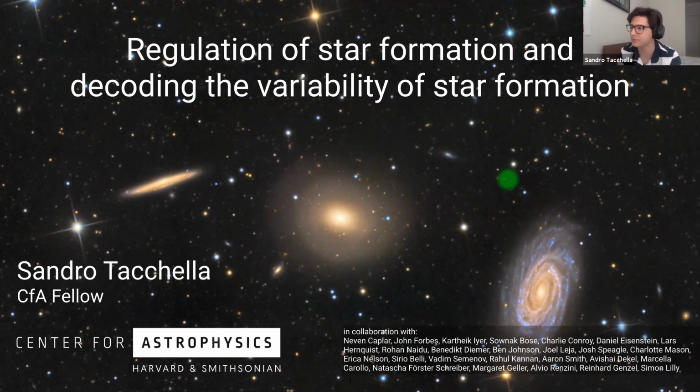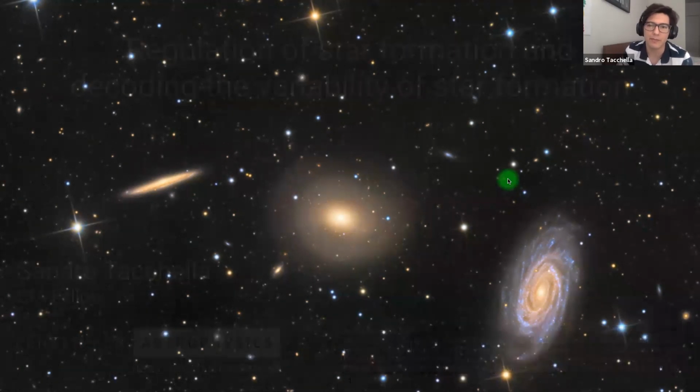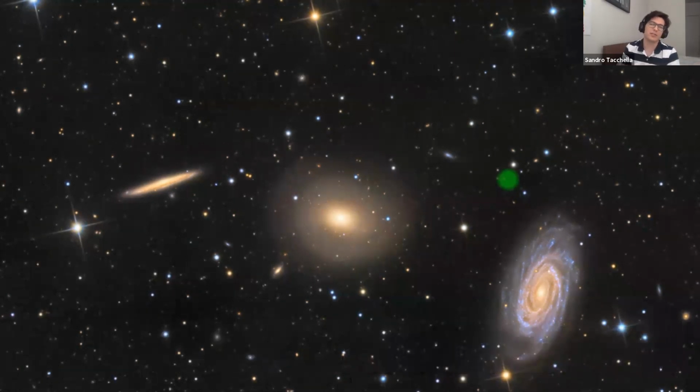So I myself am very fascinated by images such as those where we see that galaxies, even in close proximity, seem to be very diverse. So galaxies come in a wide range of different shapes. Some of those galaxies have star formation, some galaxies don't. And I'm really interested to understand why galaxies are so diverse in today's universe.